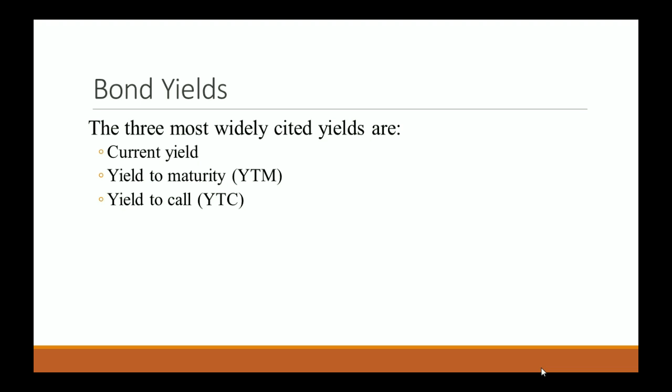Bond yields. The three most widely cited yields are the current yield, which indicates the cash return for the year from the bond; the yield to maturity, which measures the rate of return you would earn from the date that you purchased it until maturity; and finally, the yield to call. Yield to call is the rate of return you would earn if you purchased the bond today and held it until it was called.